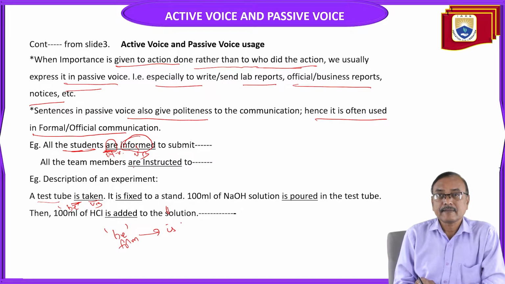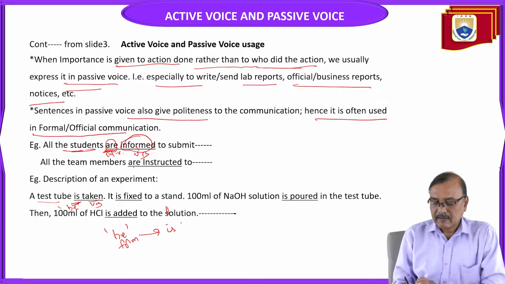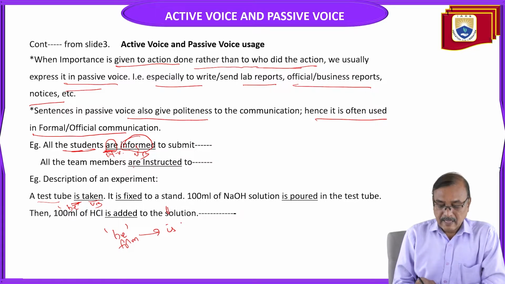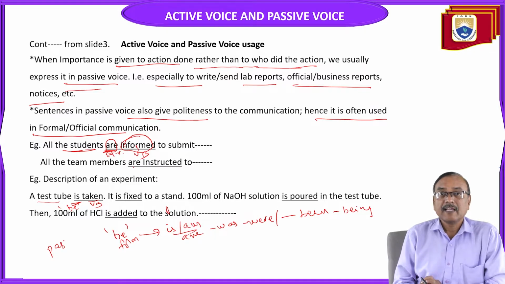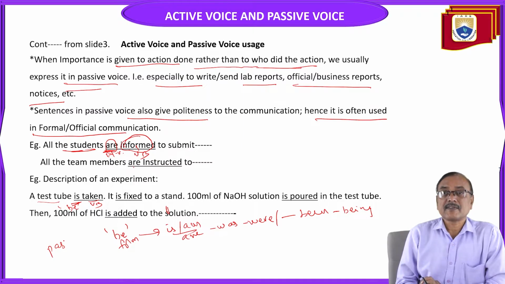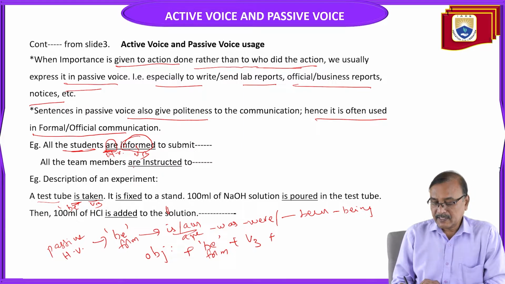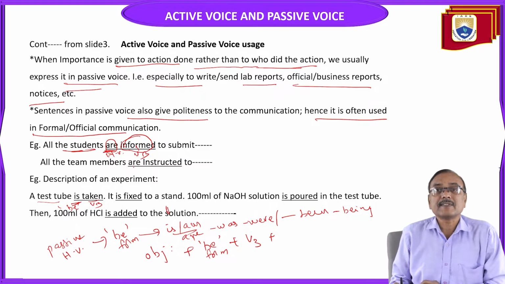The B forms are is, am, are, was, were, next been, and being. These are called B forms. This is only a passive helping verb. And this B form is followed by V3 form when the object comes first. So this is the structure of a passive sentence.